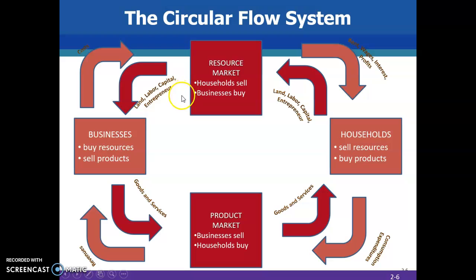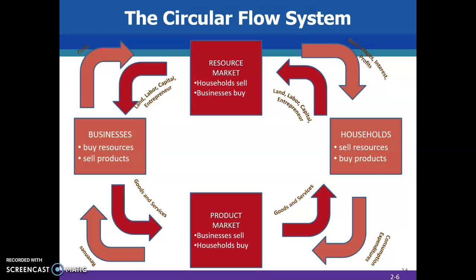The resource market includes things like land, labor, and capital. Those are things that businesses need, so businesses will spend money in the resource market in the form of costs to access what ultimately households are going to be giving, which is land, labor, capital, and entrepreneurship, right? Households rent land, might offer labor for wages. Households are also investing in capital.